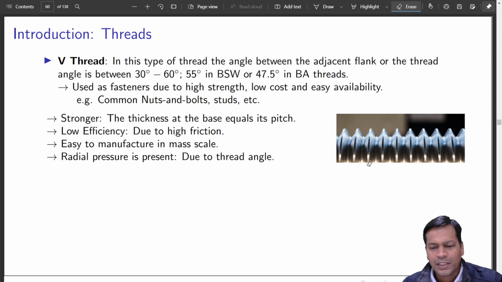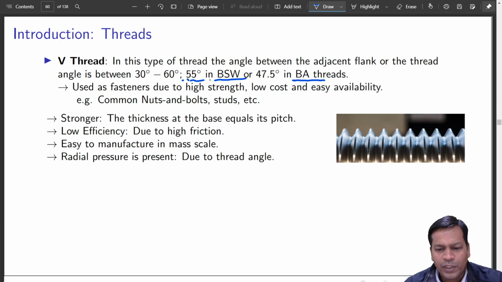But not necessarily: in case of the BSW thread, that is British Standard Whitworth thread, it can go up to 47.5 degrees. That is the standard. There are also BA threads, British Association thread, and BSW, British Standard Whitworth thread. So there are many types of standards followed around the world, but the angle will always be within this range. Why it is so, we'll see later.